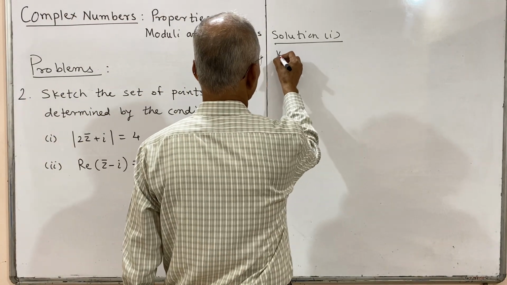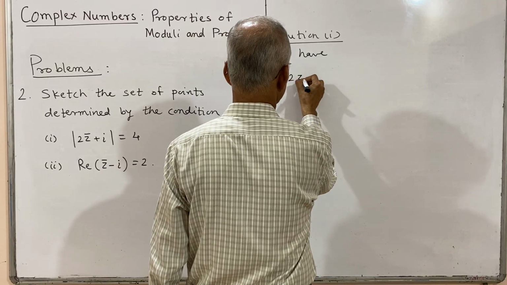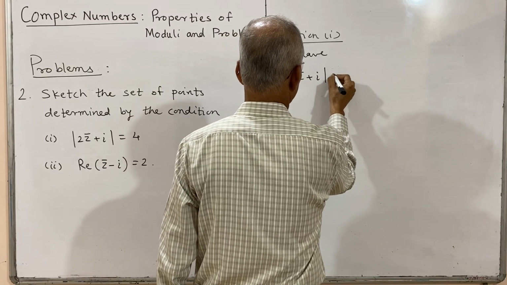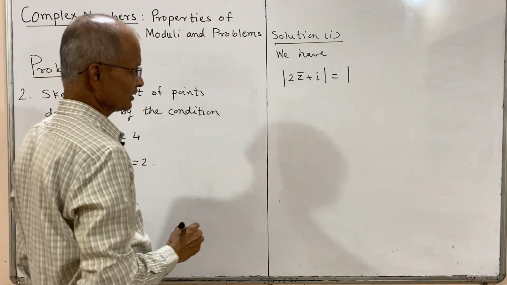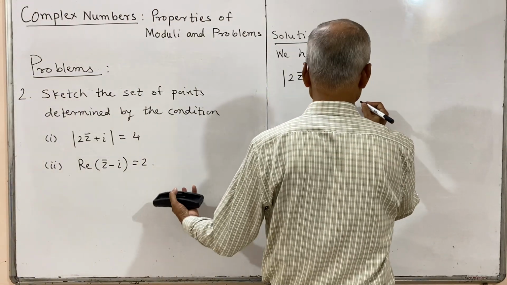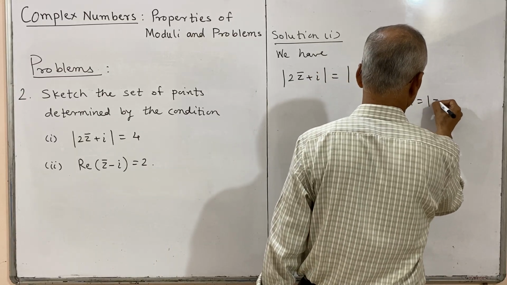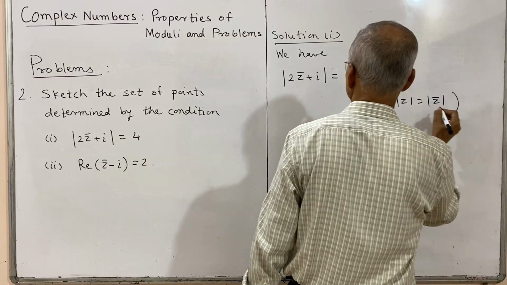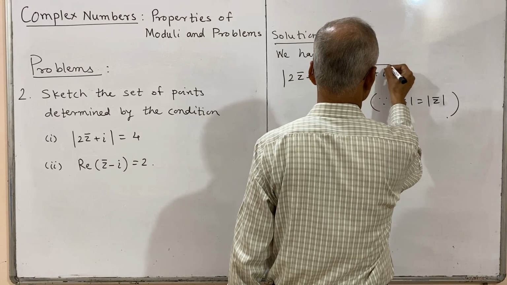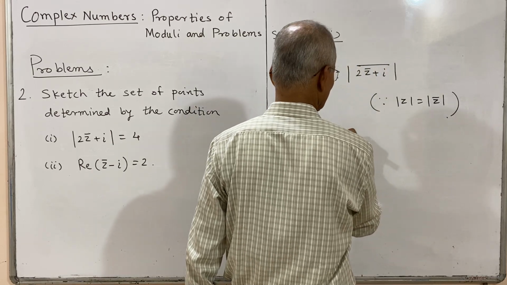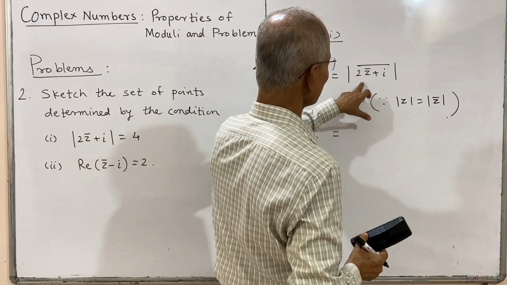See, we have mod of 2z bar plus i, and we shall use the same property that we have used in our earlier solution, and that is since mod of z is equal to mod of conjugate z, we take the conjugate of 2z bar plus i, and this can further be simplified using properties of conjugate.